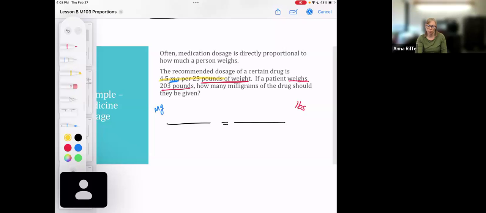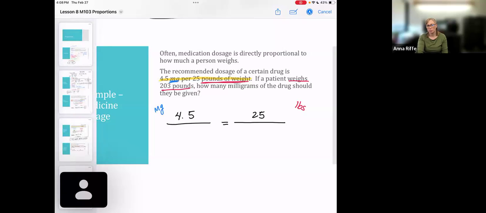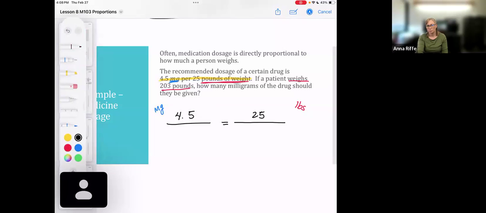This is our known proportion: 4.5 milligrams for 25 pounds. So we're going to put the 4.5 on top here. We're going to put 25 pounds on top here. We are asked for the number of milligrams, so the unknown will be in the denominator of the milligram side. We're told that a patient weighs 203 pounds, so that'll go on the pound side.